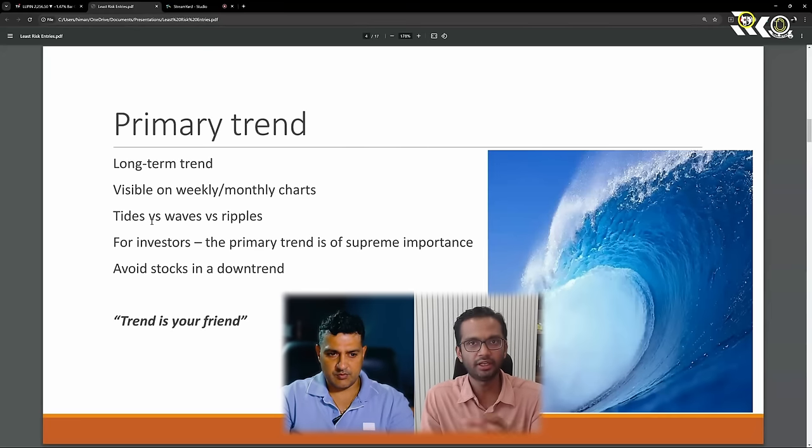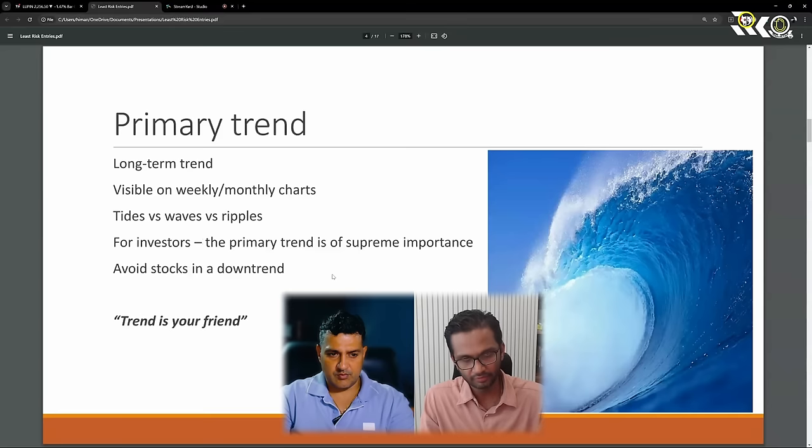You are interested in tides. So you will not be able to see those ripples on the surface when you throw a stone in the river. You are only interested in that primary uptrend. So for investors, that is of supreme importance, and you have to avoid the stocks that are in a downtrend.